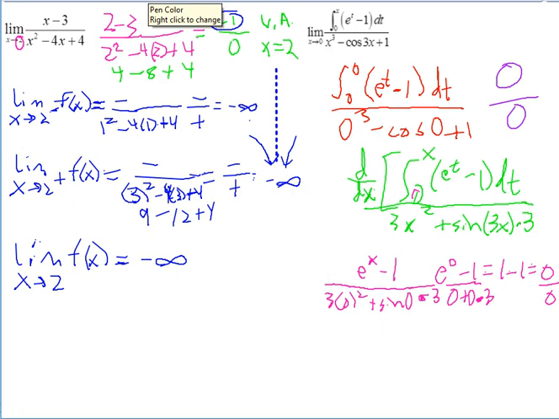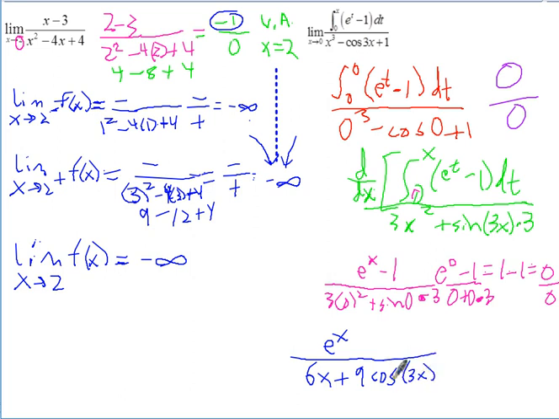Now we take the derivative of the numerator, derivative of e to the x is e to the x. Derivative of negative 1 is 0. Derivative of 3x squared is 6x. Derivative of 3 sine of 3x would be positive 9 cosine of 3x, sorry. Because it's already been multiplied by 3, we can take the derivative of sine times the 3 that's already there gives you 9.